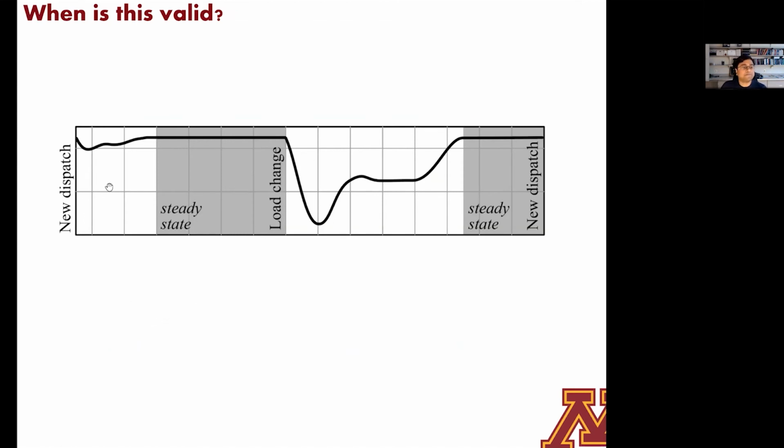And what's shown here is a sketch of the system frequency between two instances of economic dispatch. Okay, so this is when you solve the problem once, and this is when you solve the problem again. As I said, this entire window is maybe on the order of 5 to 10 minutes. And you hope that the frequency is going to be close to 60 hertz during that entire horizon. Okay, so that's what we hope for. That's not actually always going to be the case, but that's what we hope for.